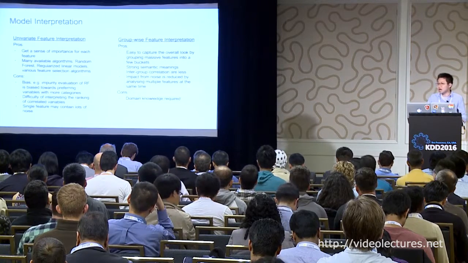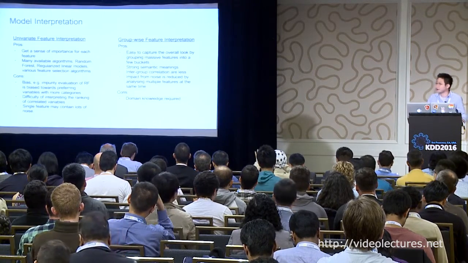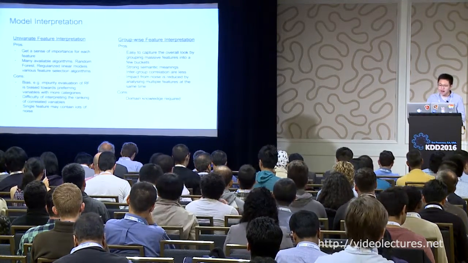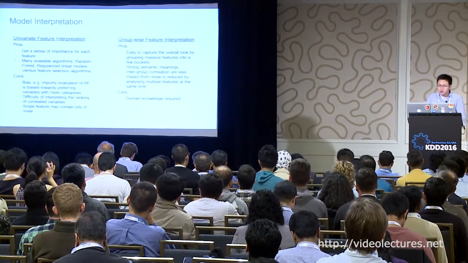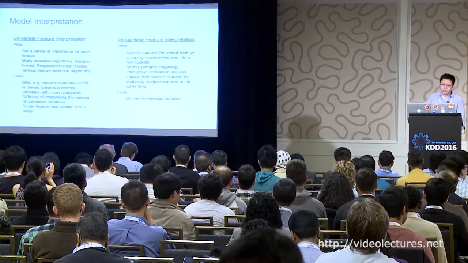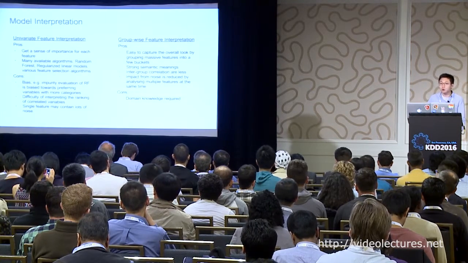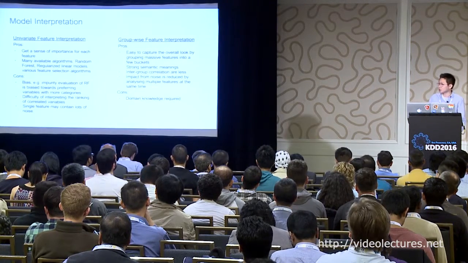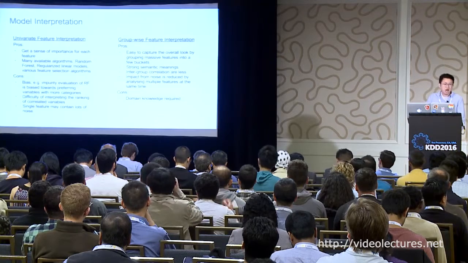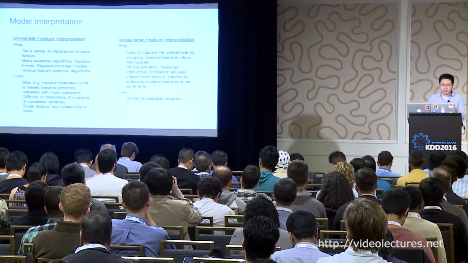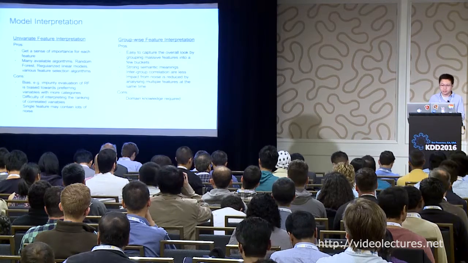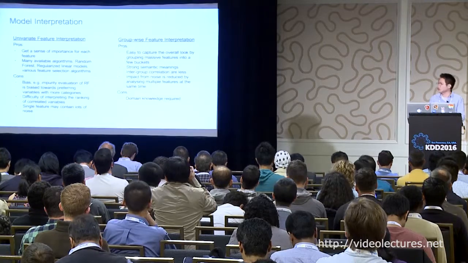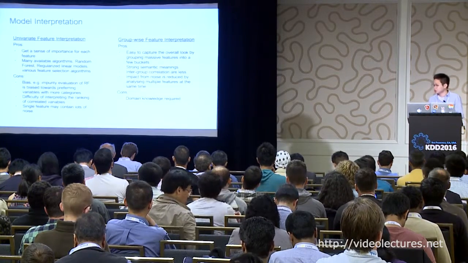But there are a lot of disadvantages to using univariate feature selection. First of all, there might be some biases in the algorithm. For example, the random forest uses impurity evaluation to rank feature importance, so it would favor those variables with more categories. And second, it's often difficult to rank features with highly correlated variables. And the third one is that a single feature may contain a lot of noise, so it's very sensitive to that noise.